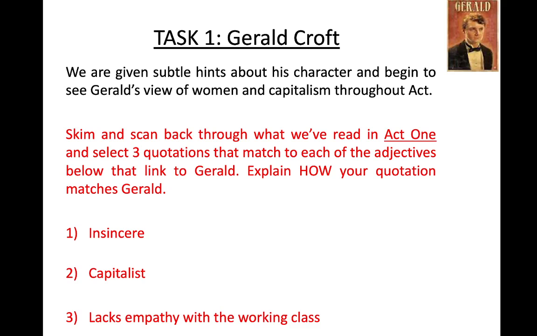So you can pause the video now and use the PDF version of An Inspector Calls to go back through Act 1 and look at what Gerald says and decide which quotations might work for those adjectives below. This task should take you about 10 minutes. You can pause now.